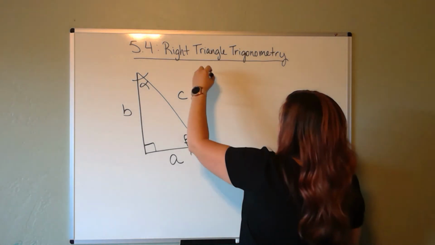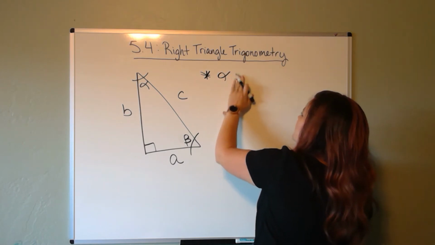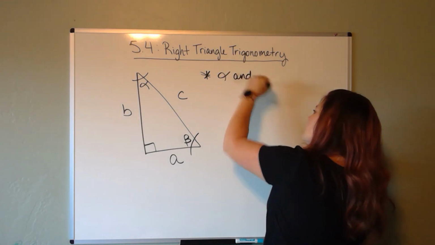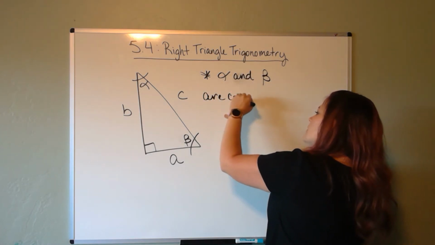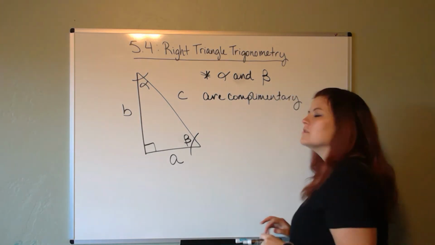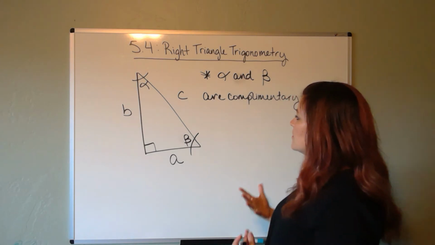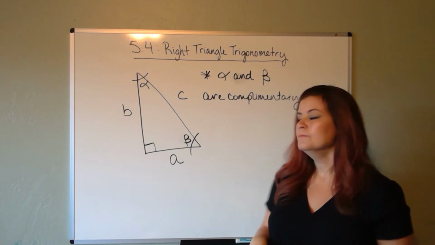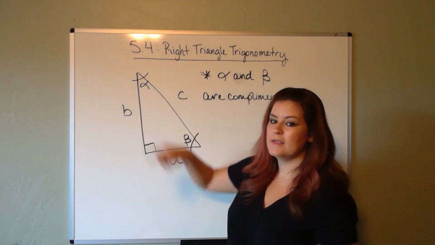The first thing I want you to think about, I'll write it down and then I'll tell you why. Alpha and beta are what we call complementary angles. So what does it mean to be a pair of complementary angles? Well, if you remember, complementary angles are two angles that add up to 90 degrees. How do I know that both alpha and beta add up to 90 degrees in this triangle?